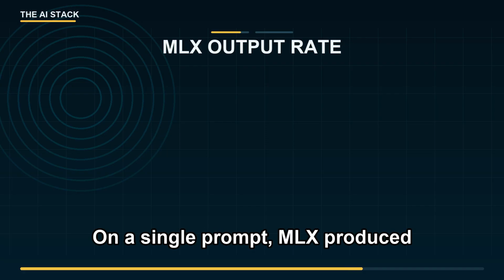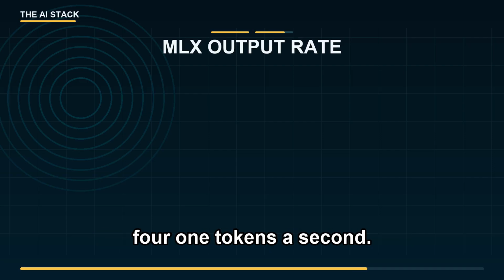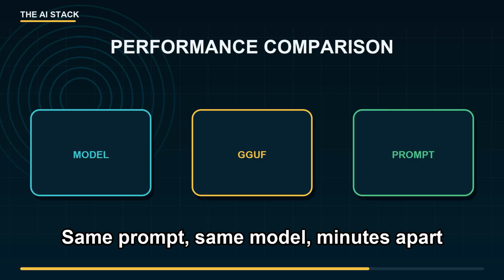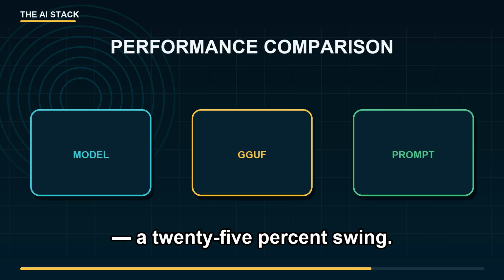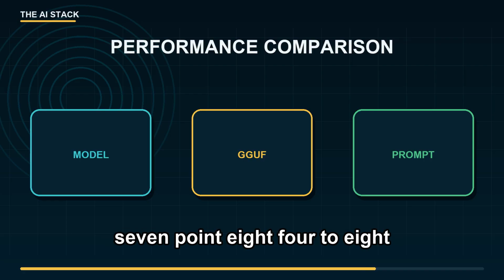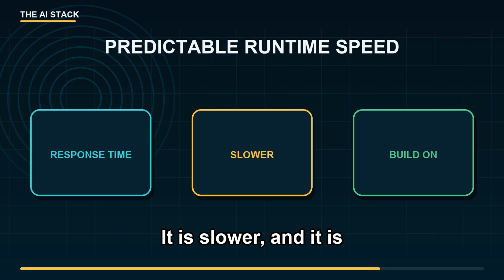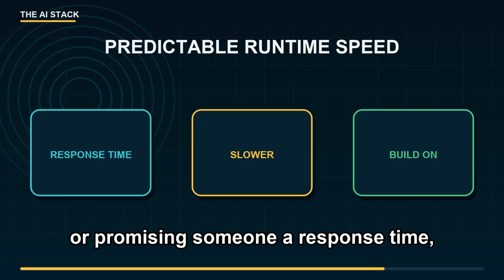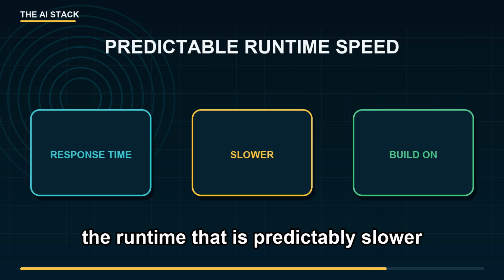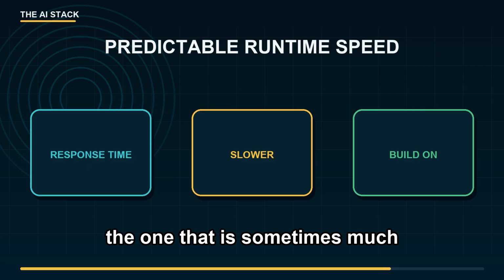On a single prompt, MLX produced 15.6, then 12.41 tokens a second. Same prompt, same model, minutes apart, a 25% swing. GGUF on that same prompt ran 7.84 to 8.67. It is slower and it is boring, and boring is a feature. If you are sizing a machine or promising someone a response time, the runtime that is predictably slower is easier to build on than the one that is sometimes much faster.